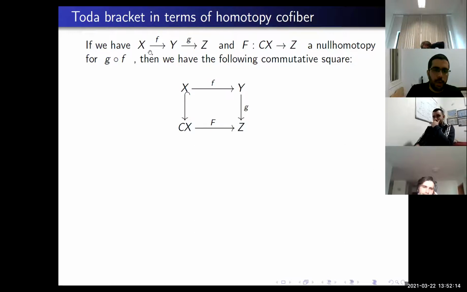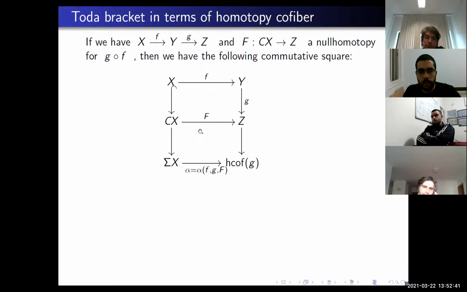So I want to define Toda in terms of homotopy cofibers. So if we have two maps and a null homotopy for the composition, we have the following square, okay? We have the following here, the inclusion from X to the cone. And I can apply the homotopy cofiber on this side, okay? And we get the map from the homotopy cofiber of this, which is the suspension.